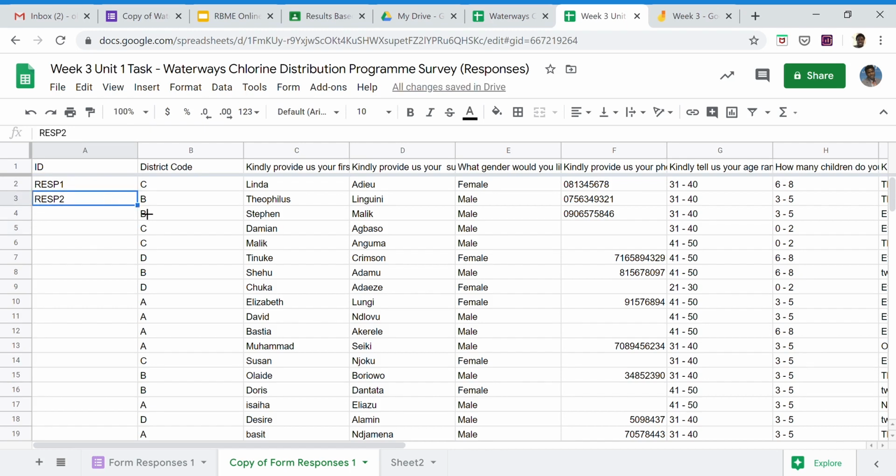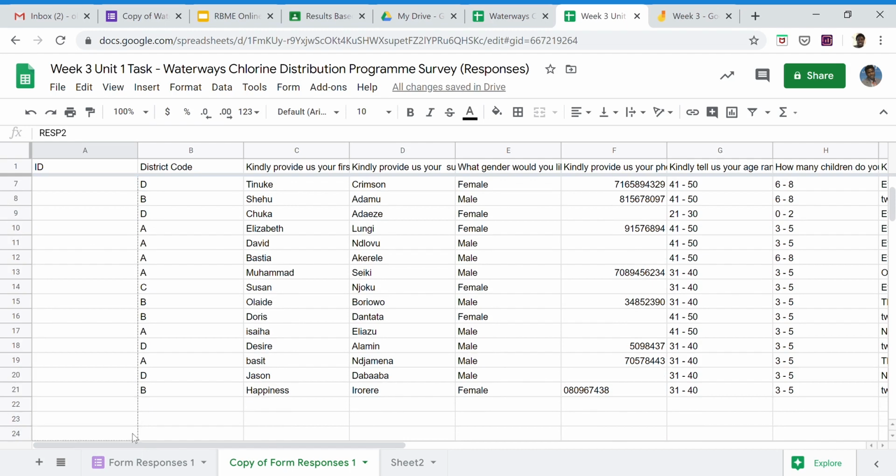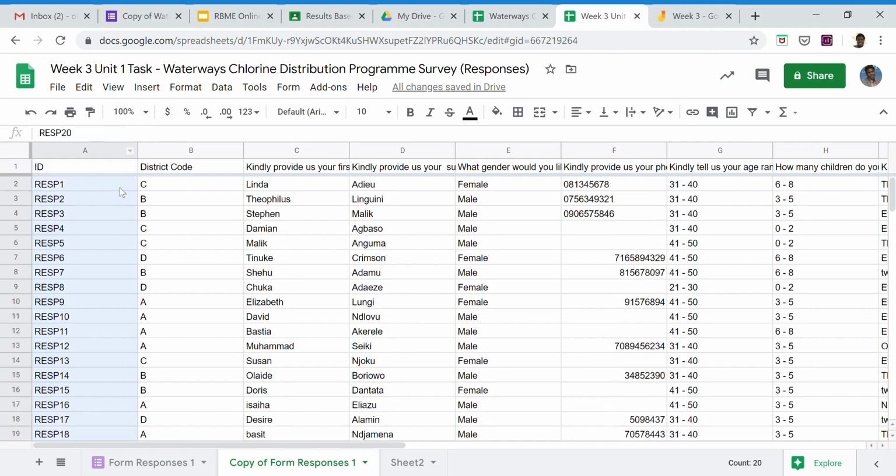Then I do not want to waste time. I just do this, and here I go. So I can confirm that I have 20 respondents. 20, no duplicates.